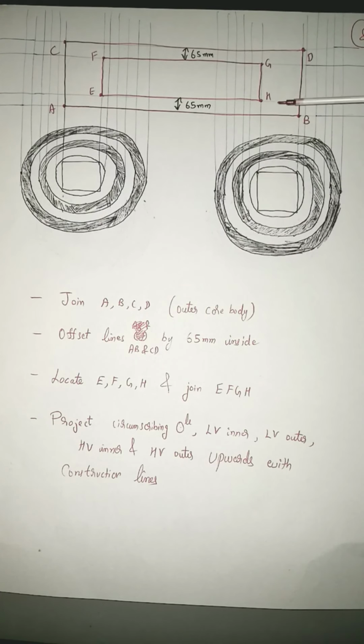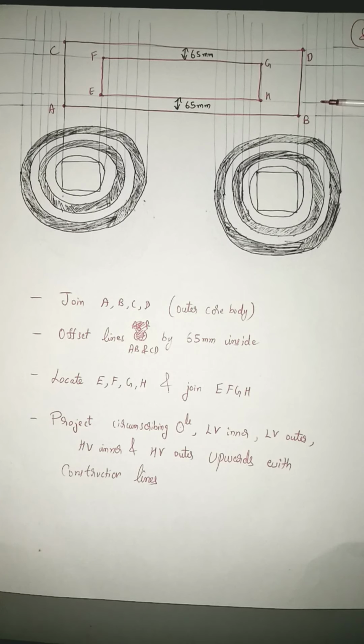Then the same thing has to be repeated for the second limb also. So I repeat once again. First I'll be taking the circumscribing circle. From that point I'll draw a line vertically, which is a construction line. Next I'll go to the next point, which is the LV winding inner circle. So that I'll be projecting, and then the LV winding outer circle, then the HV winding inner circle, and the HV winding outer circle I'll be projecting. So that is again done on this side also.